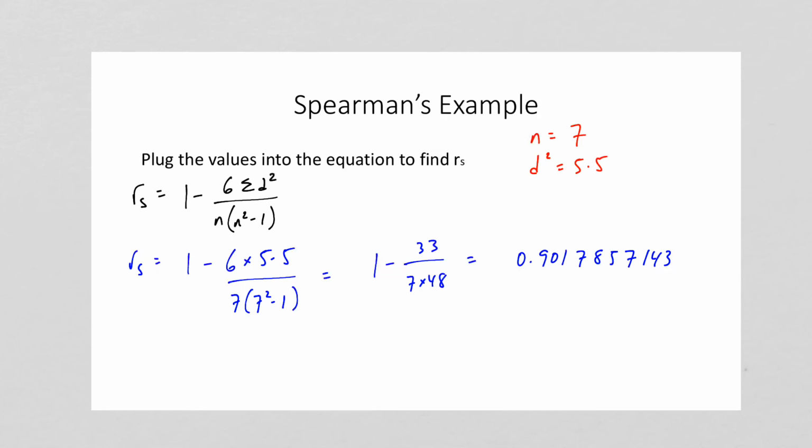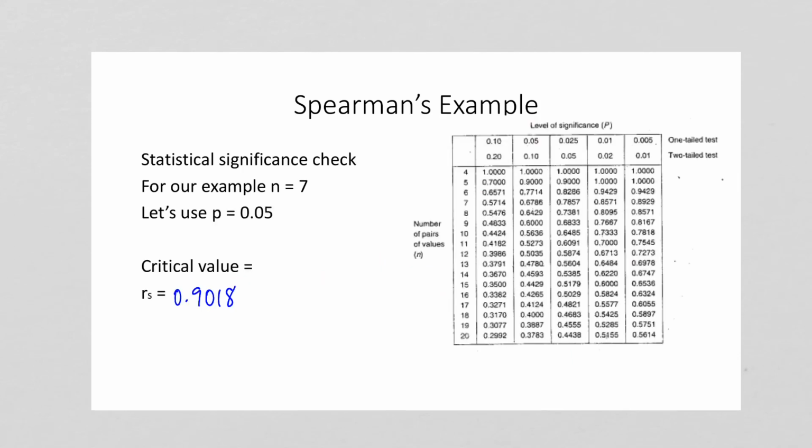We said that plus 1 was perfectly positive, so we can say that this is a very strong positive correlation. We can't stop there though. We have to do our statistical test to see whether or not it is significant. To do that test, we're going to use a table similar but not the same as the one that we used for the student's t-test. We already know that n is equal to 7. Remember, n is equal to the number of pairs, not the total number of data points, but the number of pairs of data points, which was 7.